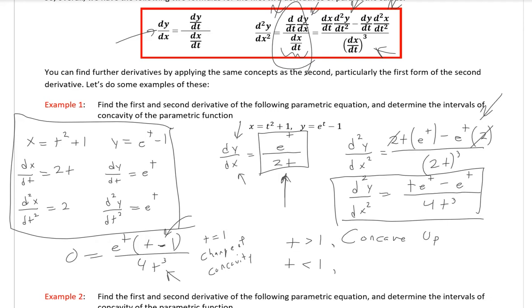I'm just looking for the second derivative and seeing if it's positive. If t is less than 1, then something less than 1 minus 1 will be negative. And e to the t is always going to be positive. And then I have 4t cubed. If t is less than 1 and above 0, then this is going to be positive. So the overall thing is negative, so that's concave down.